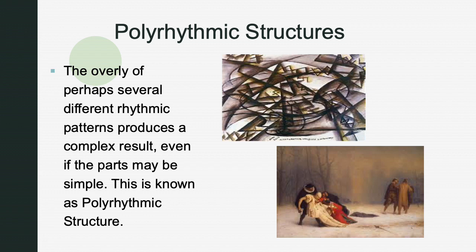Polyrhythmic structures. The overlay of perhaps several different rhythmic patterns produces a complex result, like in the upper image. Even if the parts may be simple, this is known as polyrhythmic structures. On the lower picture, you can see there are two groups and trees in the background. It is also called a polyrhythmic structure. And on the upper image, you can see that different irregular shapes are creating polyrhythmic structures.